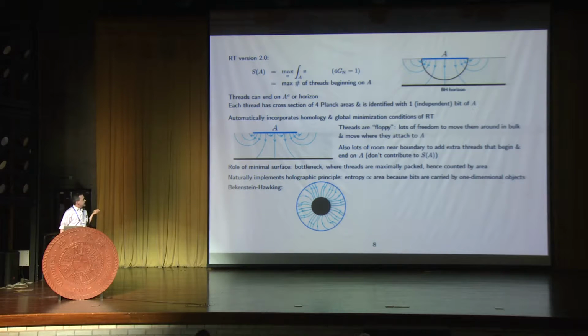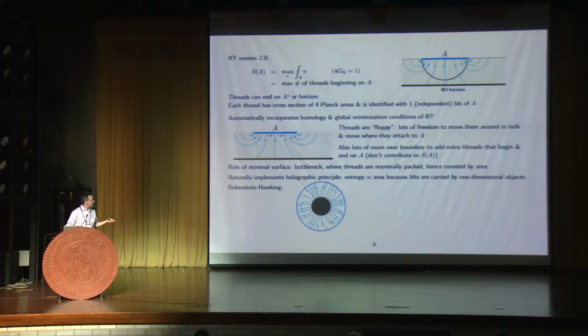So if we just ask ourselves, what's the role of the minimal surface? The minimal surface, again, is the place where the threads are maximally packed together, so it's the bottleneck. It's the place where, if you want to know the entropy, which is given by the number of threads, you can get that answer just by looking at the area. You can count the number of threads anywhere you want, but if you don't know where the threads are and you just have the geometry, then a simple way to know how many threads you can put in is to get the area of the minimal surface. So it's essentially a calculational device.